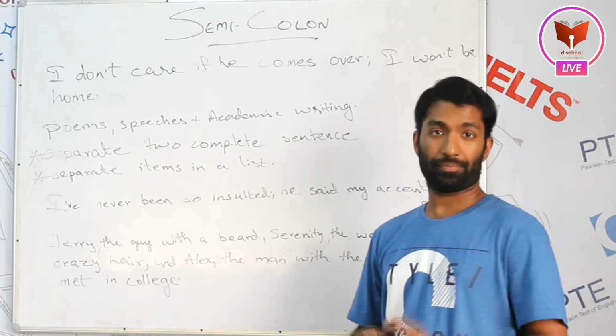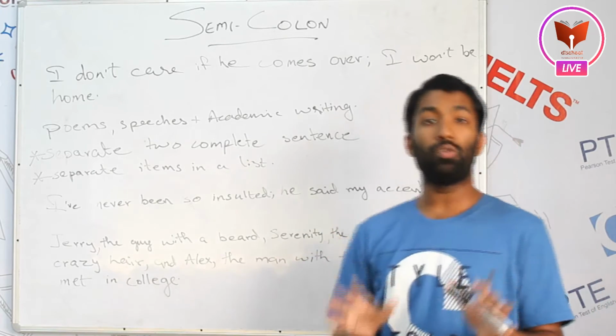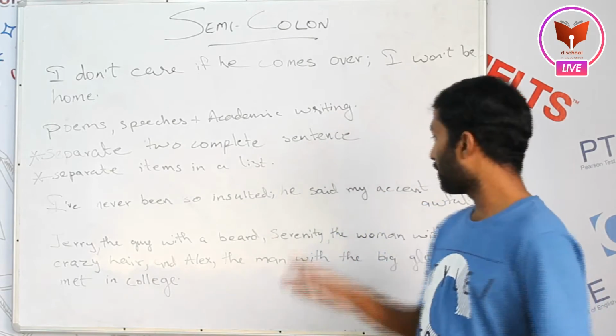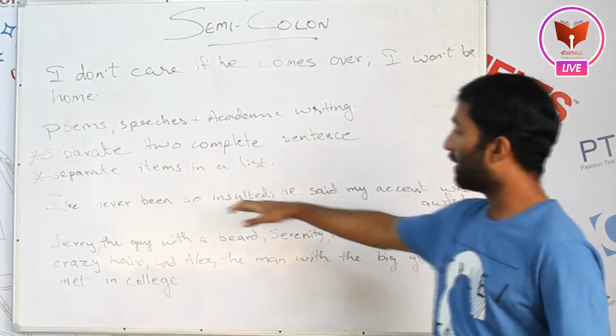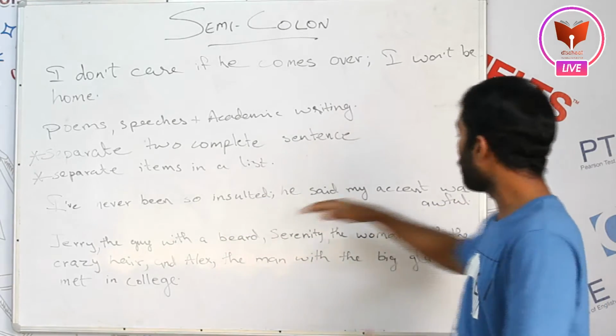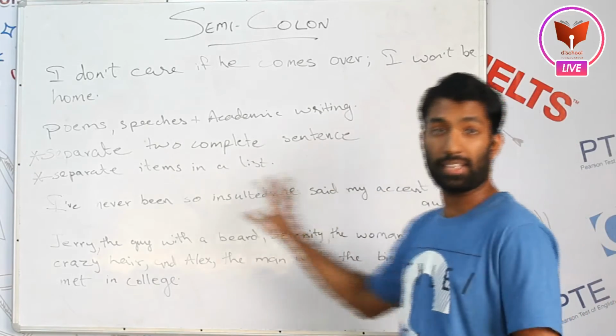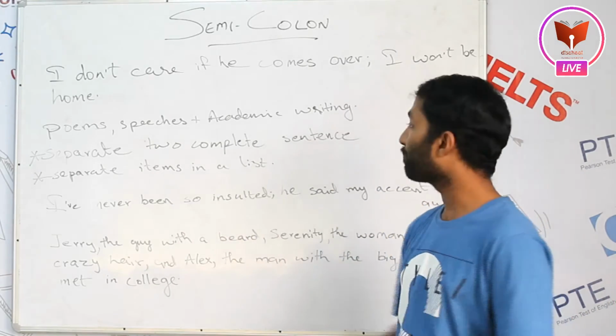I wanted to buy that camera, but those two sentences are not related. Therefore, you can use a period there and not a semicolon. Since these two, he is saying I have never been so insulted, and he is also giving the reason why he has never been so insulted. So that is a complete sentence, and you can use a semicolon there.